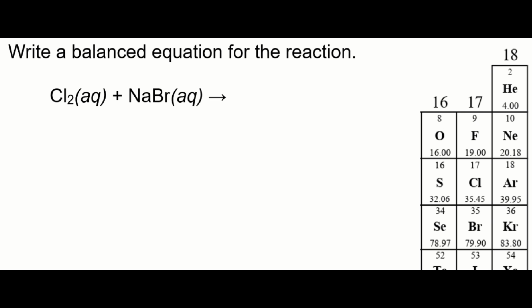This reaction can be classified as a single replacement or single displacement reaction, where the more reactive halogen is going to replace the less reactive halogen. And the more reactive halogens are higher as you go up. So since chlorine is higher on the periodic table than bromine, it will replace it.